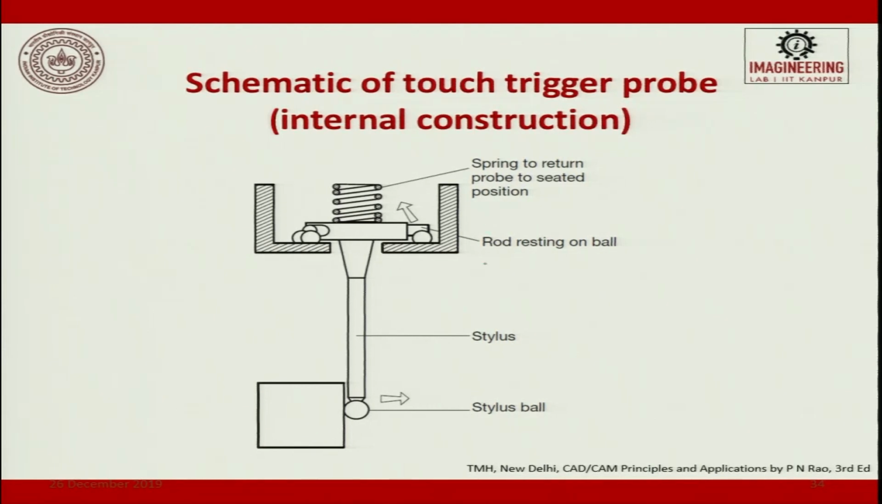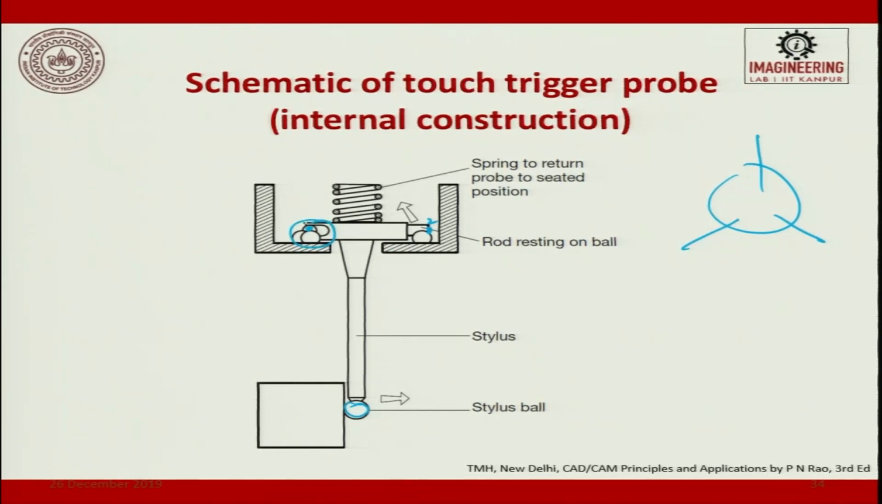So, this is the internal construction. You see here, this is the stylus ball, this is the stylus. This is resting, it is a 3-dimensional arrangement. This is 1, here you will have 2 and on the back side you will have 3, at 60 degrees each. This is the resting position where the probe is sitting, and a spring returns the probe to the seated position. This stiffness is very important. This stiffness makes sure that the probe always sits in the exact position.